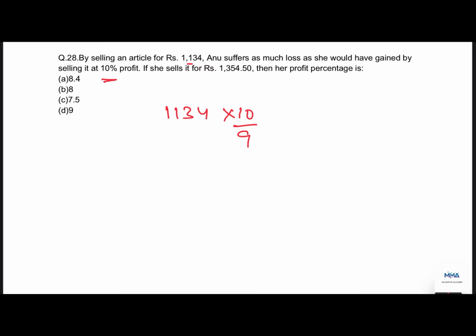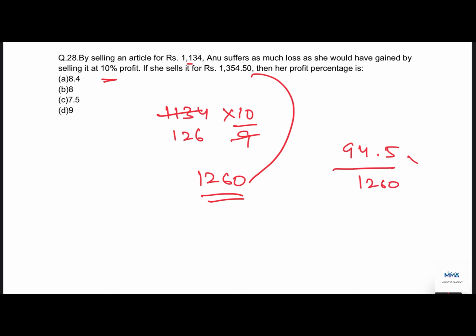10 by 9. So 9 ones are 9, 2, 6. So 1260 is the price. So here the profit is simply 94.5 rupees out of this. So this is how much? 7 point something.